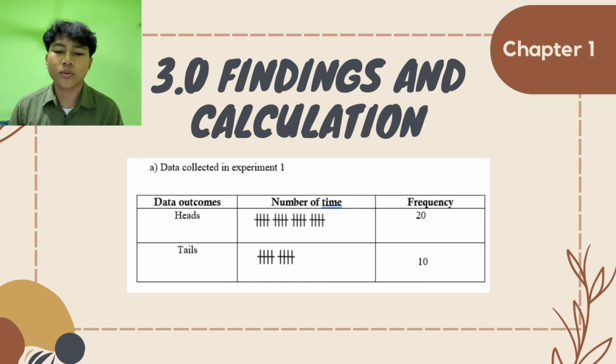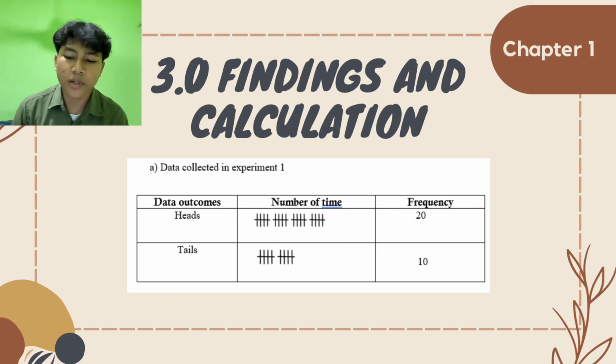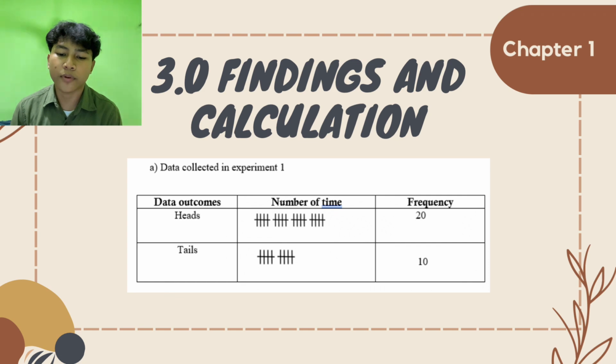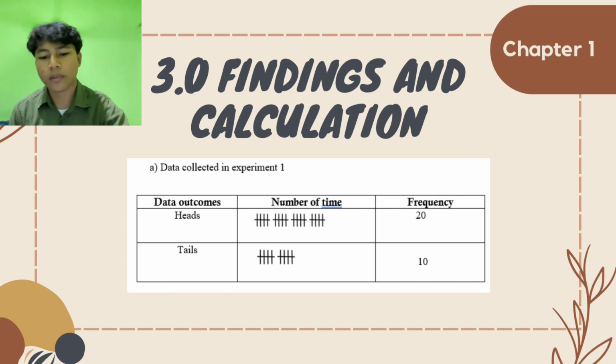Okay, we go to 3.0, findings and calculation. So for question A, data collected in experiment 1. The data outcomes in experiment 1 are head and tail. The number of times that we get head is a frequency of 20 and tail is a frequency of 10.